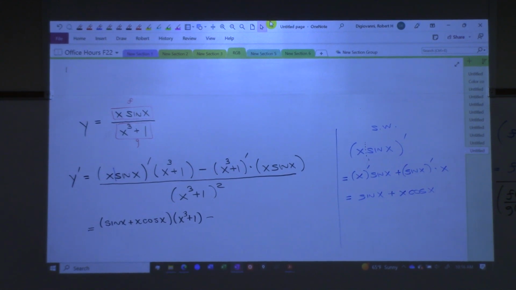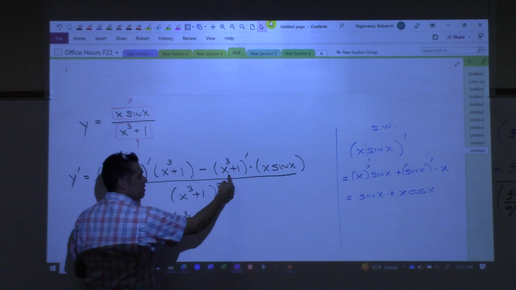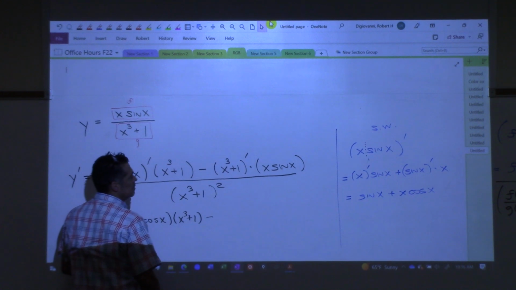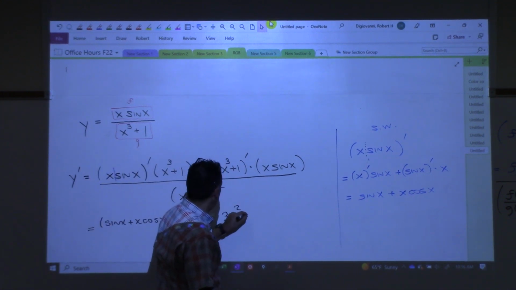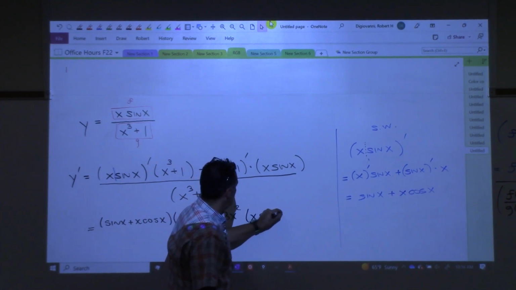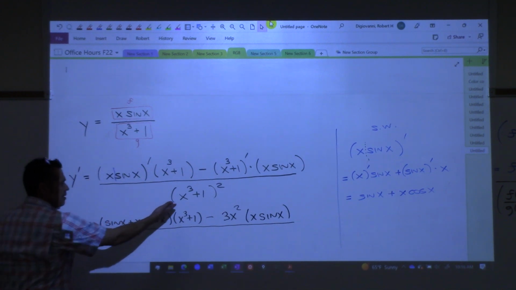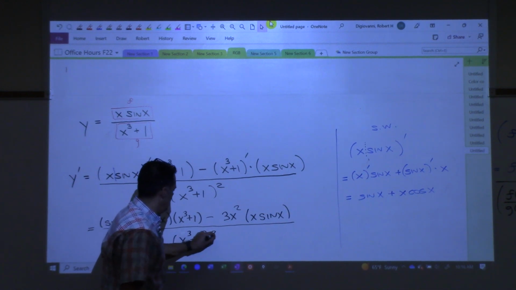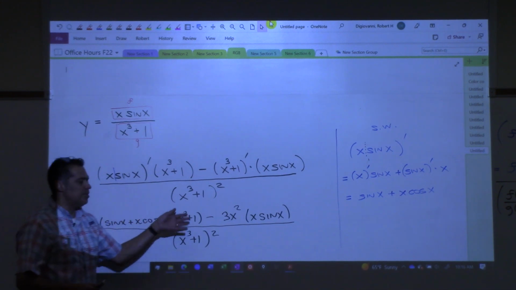Isaiah, are you following okay? Yeah? So I've just done that here, minus now. Isaiah, you get this. It would be 3x squared. 3x squared. And that's it, right? Okay. And then I have times x sine x. And then on the bottom, we're not doing anything, right, Isaiah? We're just rewriting what this is. There it is. That's your raw derivative. You're done with the derivative when you no longer see any prime marks, right?